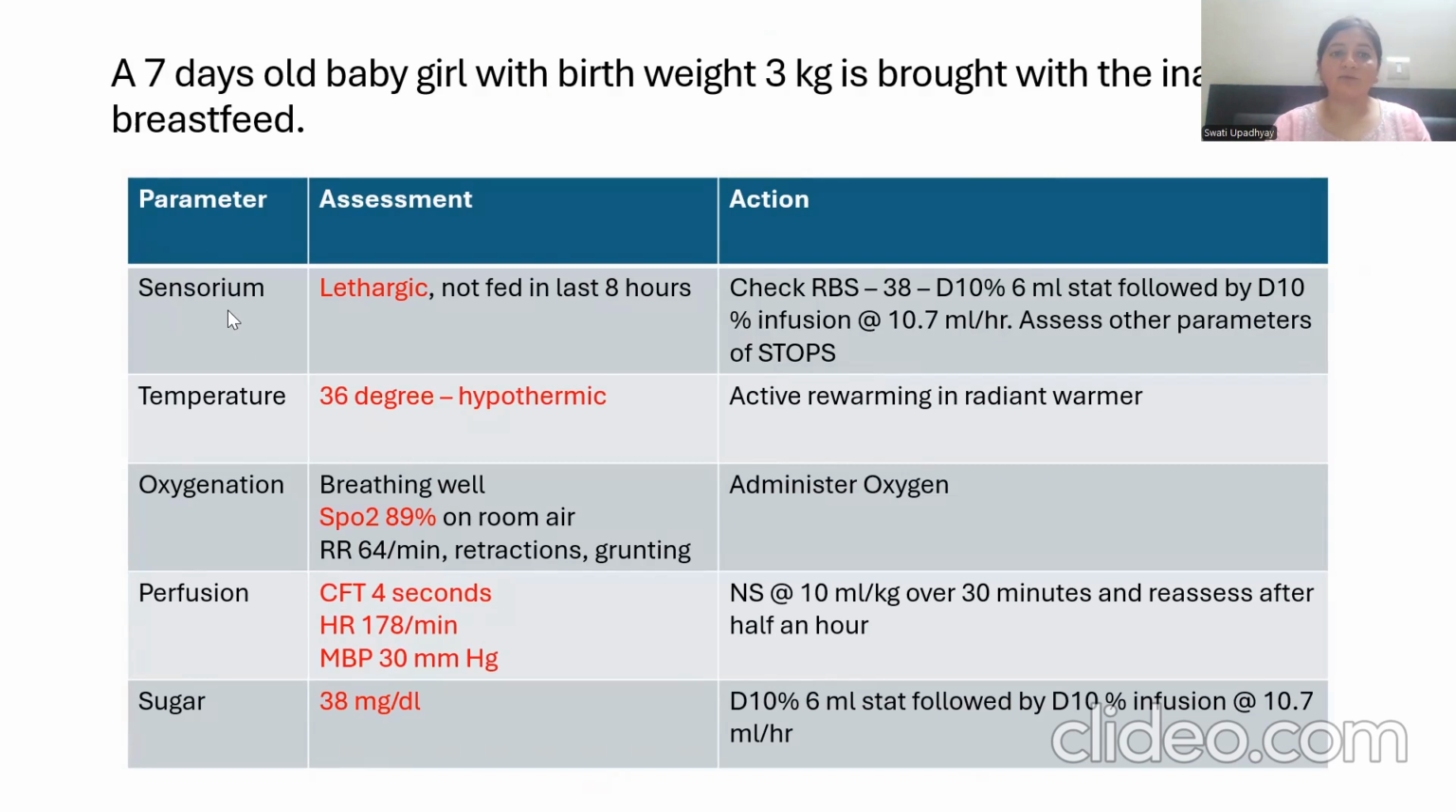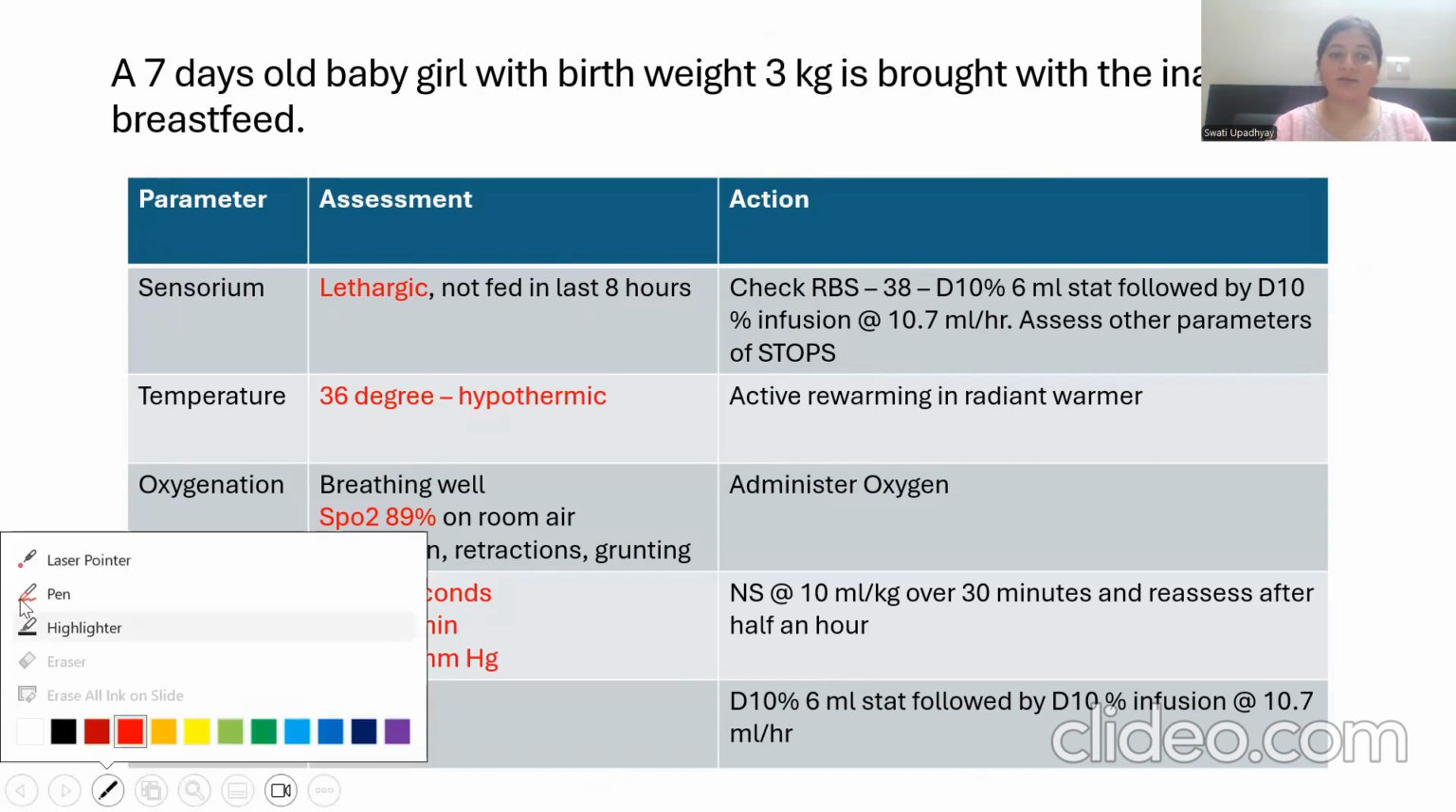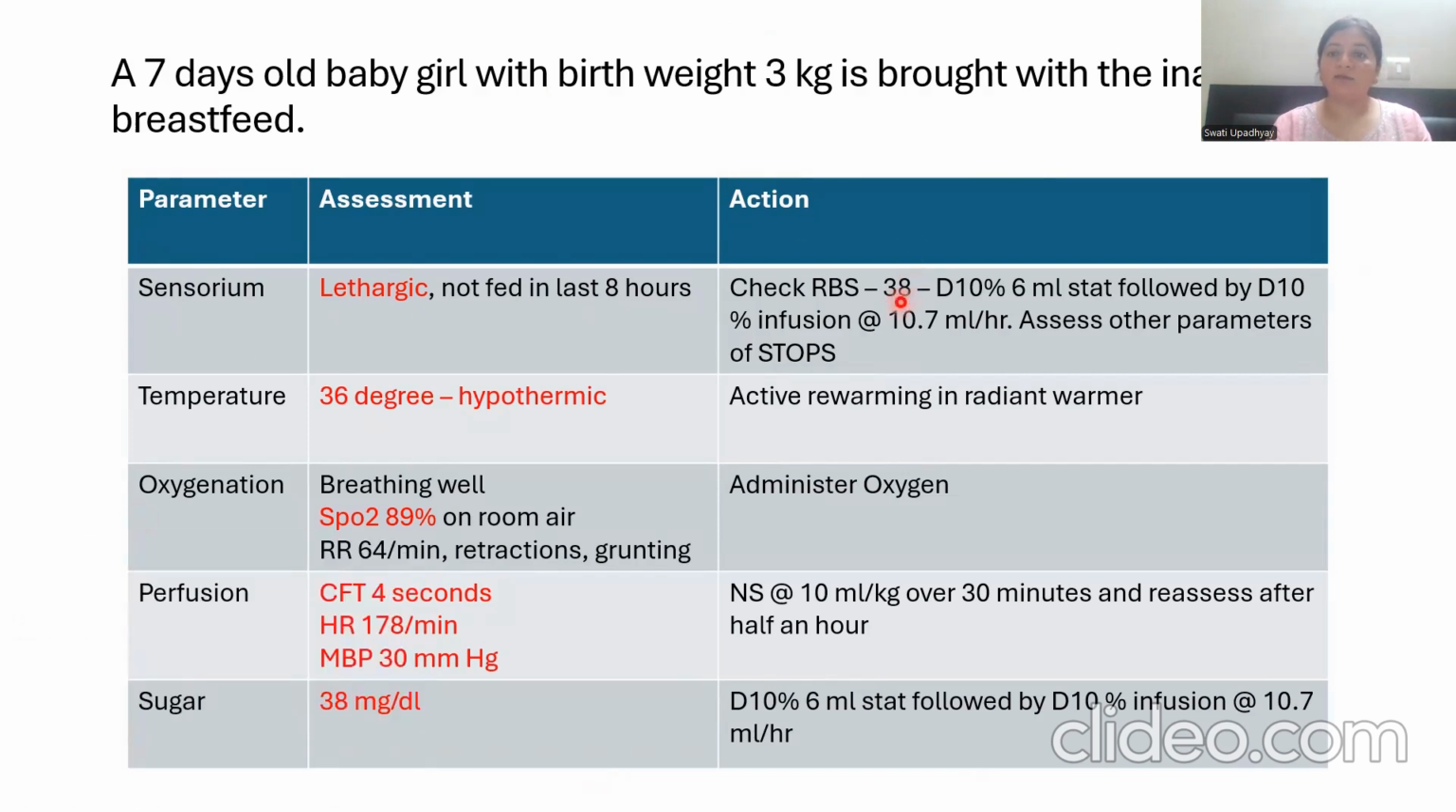So the sensorium assessment: the baby is lethargic. The baby has not fed in the last 8 hours. So what will be the action as discussed? For this baby, immediately check RBS. RBS is 38, which is low. Give dextrose 10%, 6 ml stat followed by D10 infusion at 10.7 ml per hour, and simultaneously assess other parameters of STOPS.